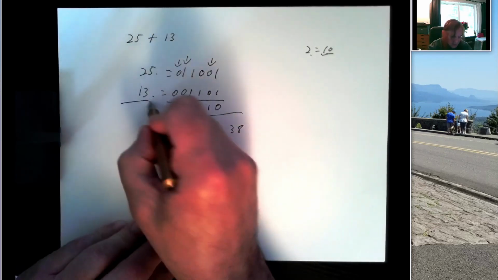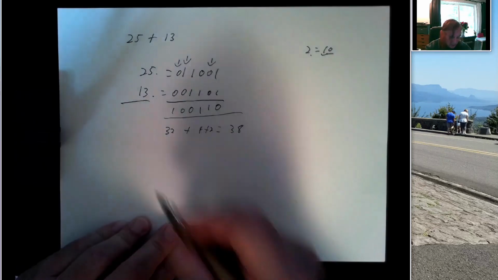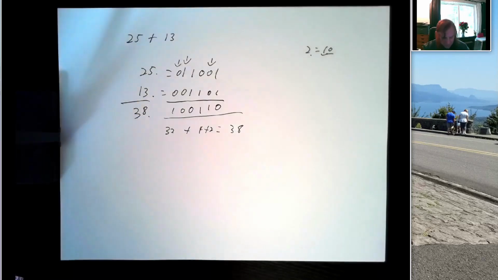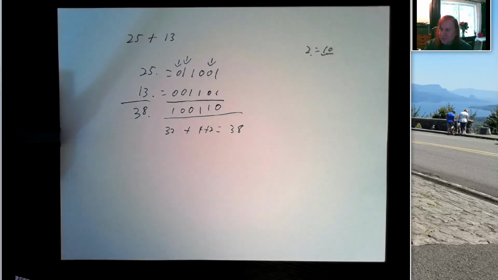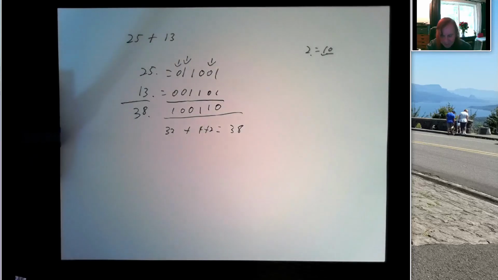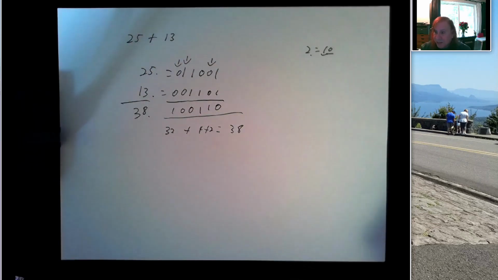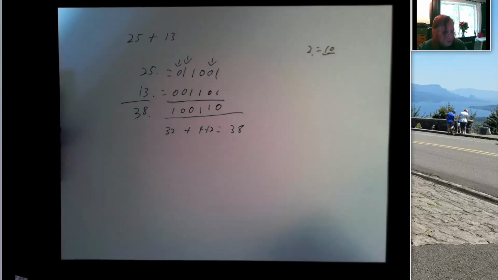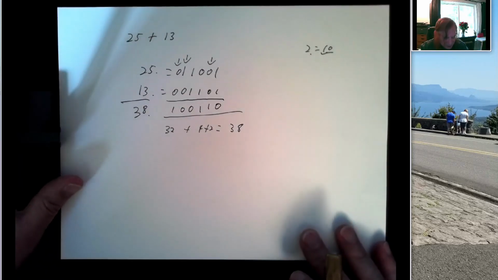Well, that's what we would get if we added these two numbers in decimal: 5 and 3 is 8, 2 and 1 is 3. So addition of numbers works exactly the same way in binary as it does in decimal. That's helpful, and this is actually one way we can design a circuit for adding numbers, which we'll do a bunch of in this course. So addition works the same.